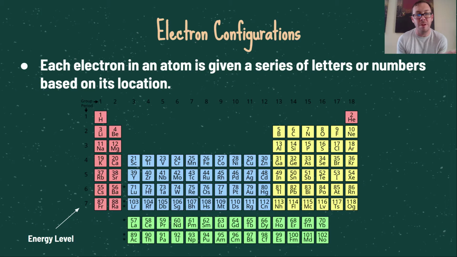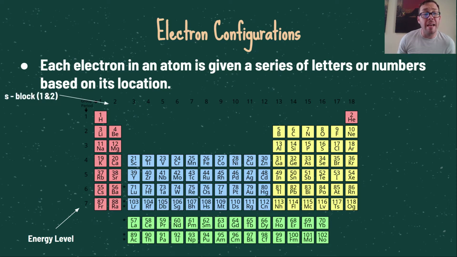So you see the first period going across that just contains hydrogen and helium is known as the first energy level. The second period going across is the second energy level with lithium, beryllium, boron, etc. The third energy level contains sodium, magnesium, and aluminum, and so on.